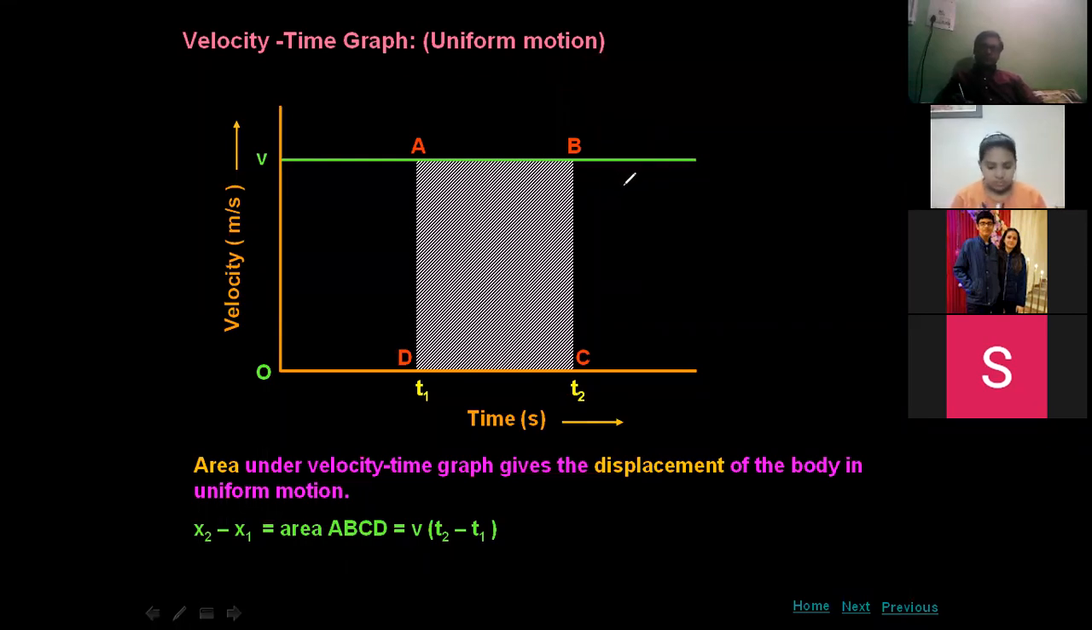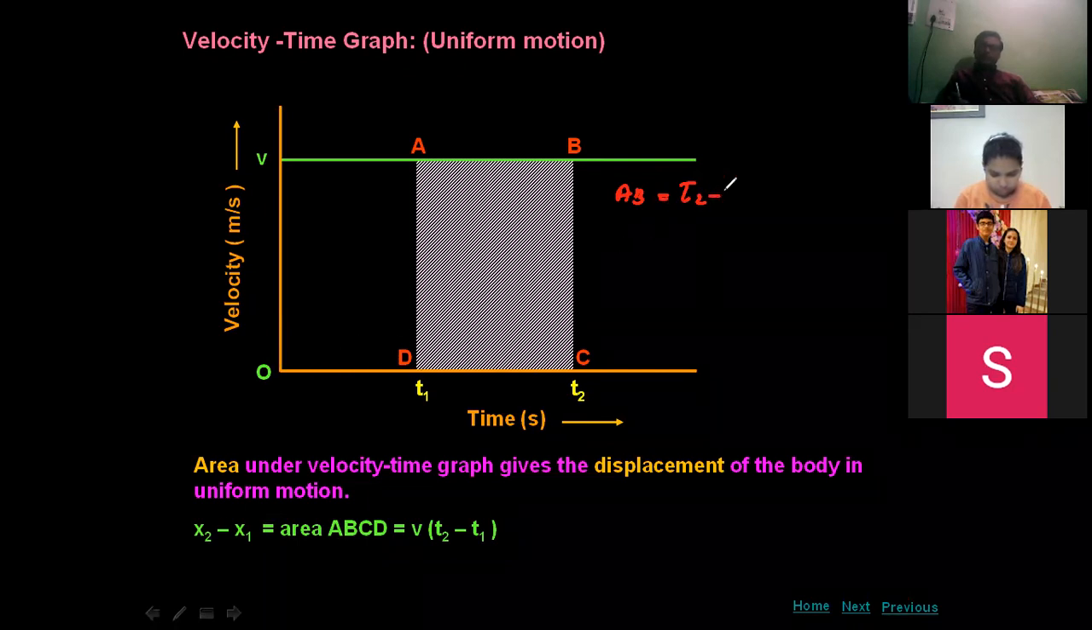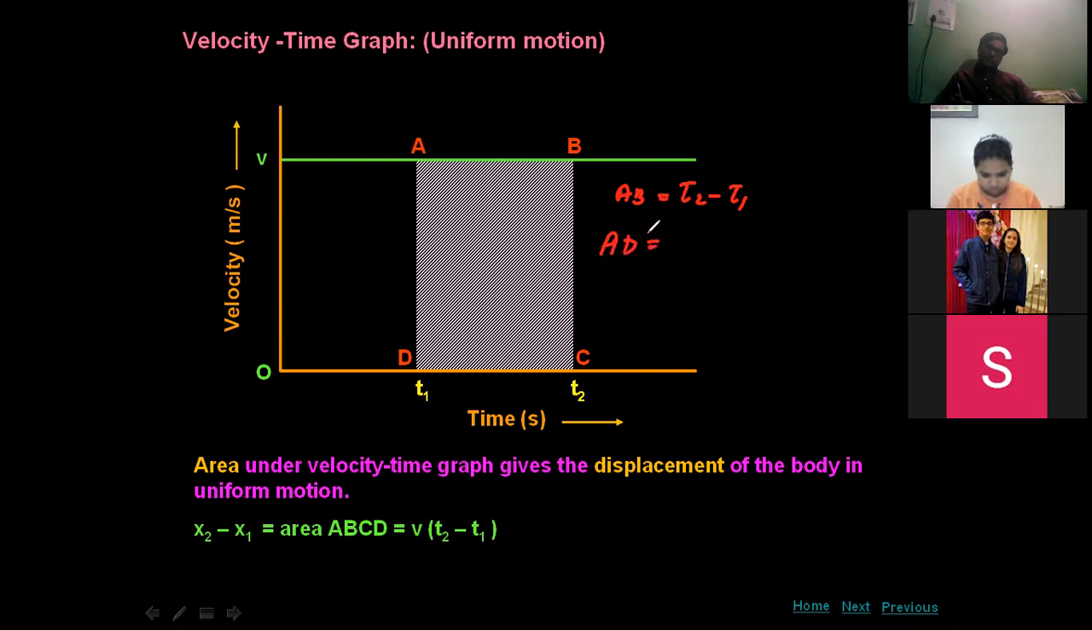So let's say side AB. What is the value of AB? AB is representing the time here. So it is from here to here, T2 minus initial time T1. And if I ask what is side AD, who will give me the length of AD?